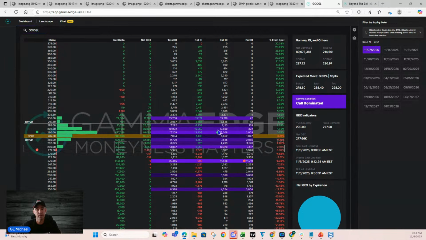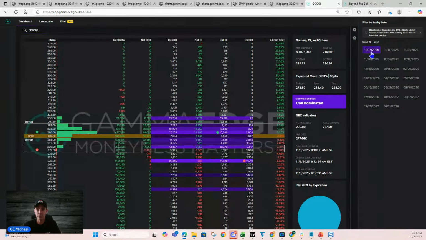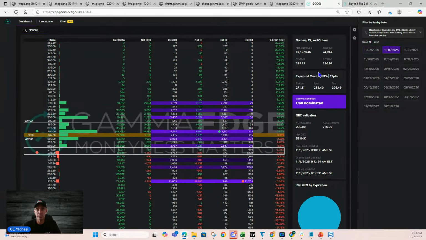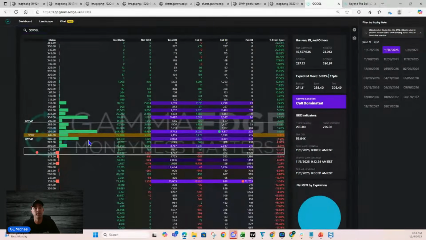Google still call dominated. Structure looks good. 290 to the upside above transition. PGEX, COI 290 may be a cap on price heading into Friday. Structure doesn't advance on Google past this expiry. Transition actually drops a little bit, so that is bullish. But PGEX, COI not advancing significantly. And then PGEX, COI actually drop into the end of the month. So price appreciation is probably going to be difficult on Google. 290 would be that cap to the upside that I'd be watching on Google.